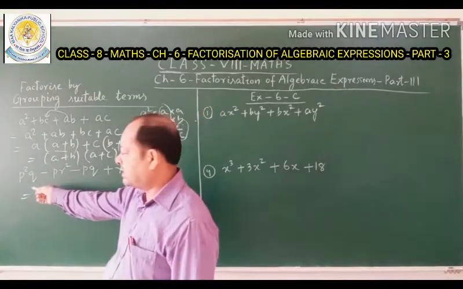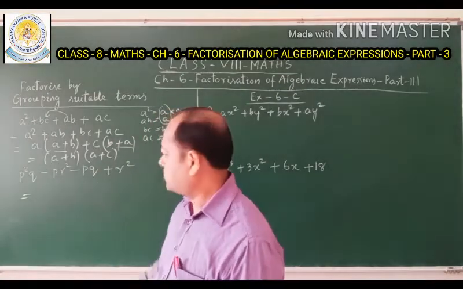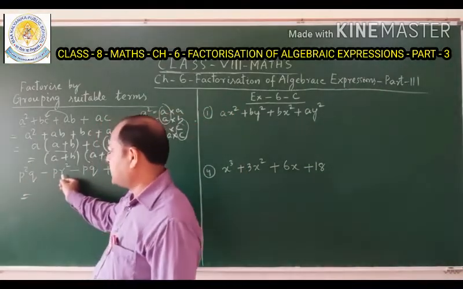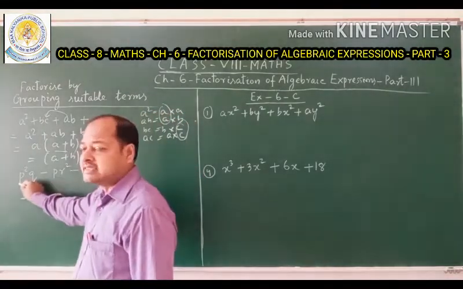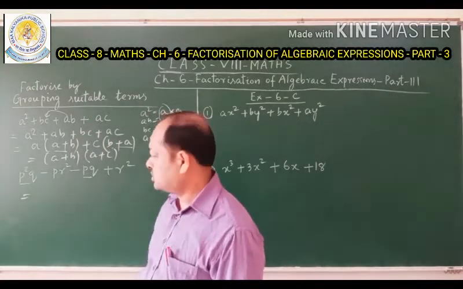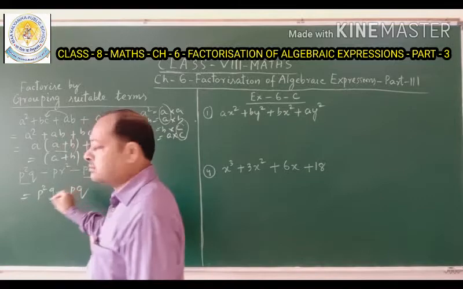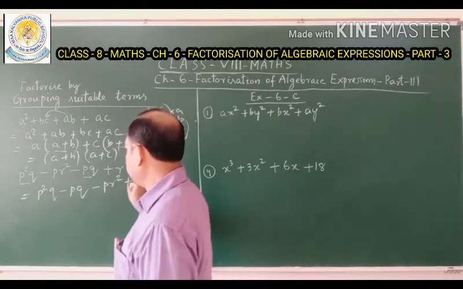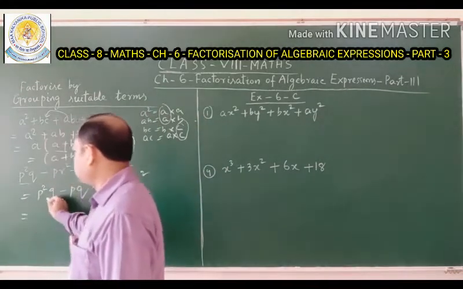Next, look at this example here: p square q minus pr square minus pq plus r square. What is common here? Here in p square q and pr square, p is common, but otherwise we can rearrange it. In p square q and pq, most of the literals are common, so rearrange it. Make p square q and minus pq one group, and minus pr square and plus r square another group.